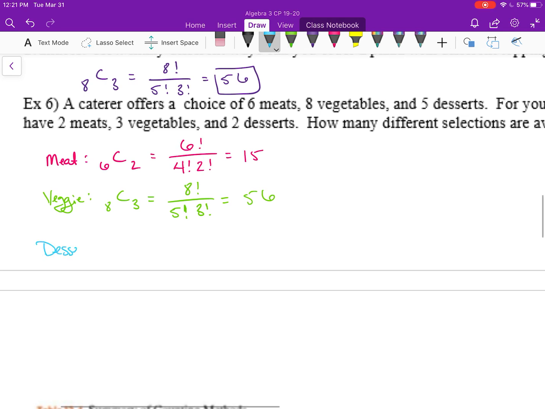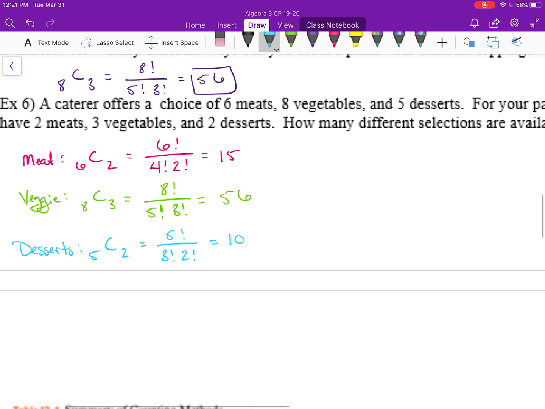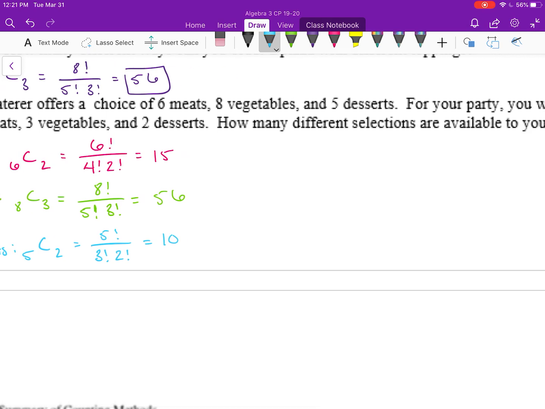And then lastly, you have desserts. And of the desserts, again, there are 5 total desserts, and you're going to choose 2 of them. So that's going to give us this 5 factorial. 5 minus 2 is 3 factorial. The r value is 2, so 2 factorial. And you have 10 total choices for that.